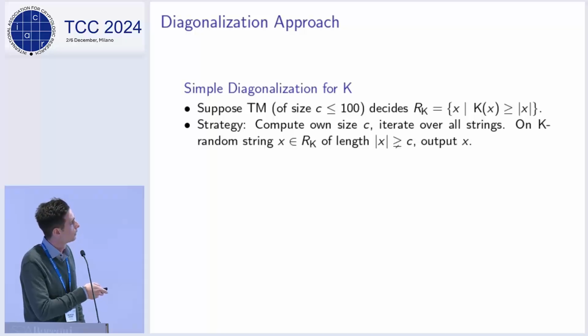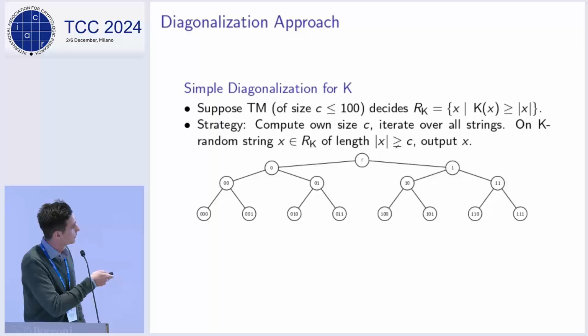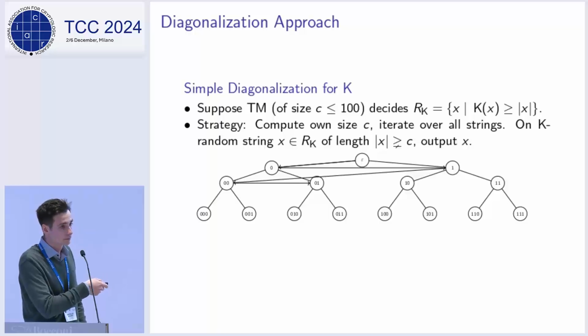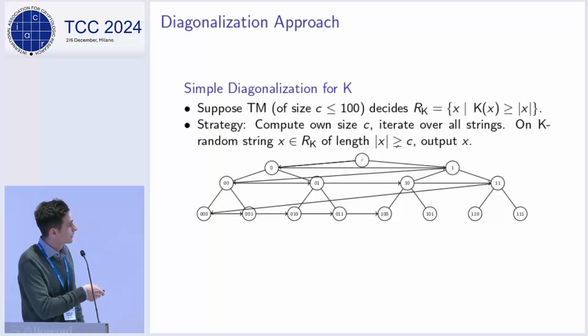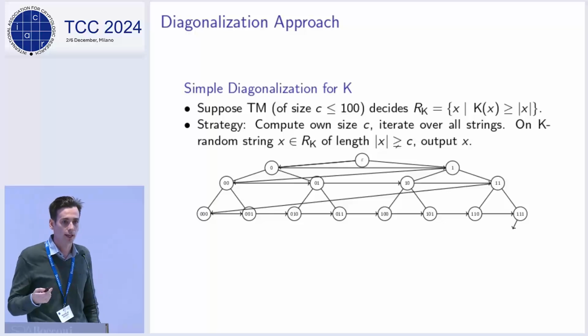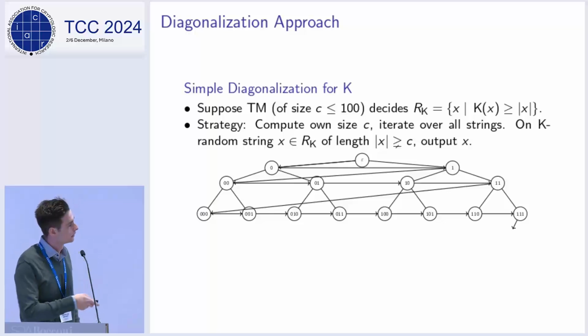And then we just iterate over all strings. And if we find a string that's longer than C, we output that string. So what that looks like is we start at the empty string, we go row by row through all of the strings, and eventually we will find the string X, which is longer than C, and then we'll output it. Because our condition is that X is K random, its Kolmogorov complexity is greater than or equal to the length of X, but it's also smaller than C, because we just defined a program that outputs X, right? And the length of that program is C.